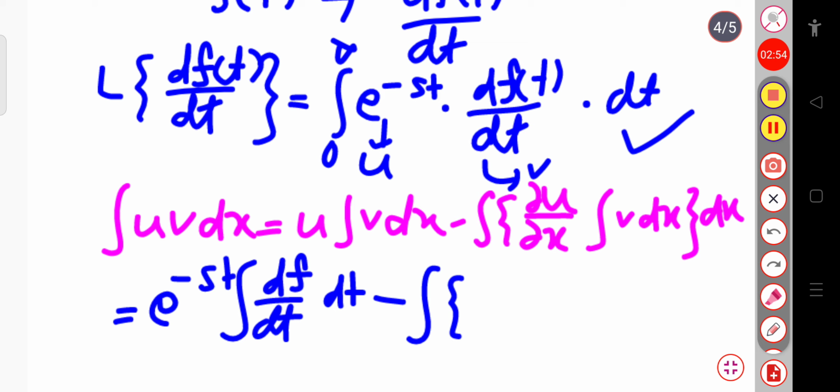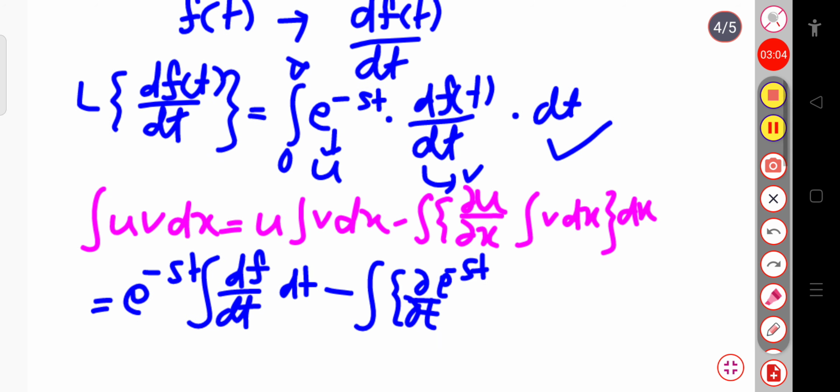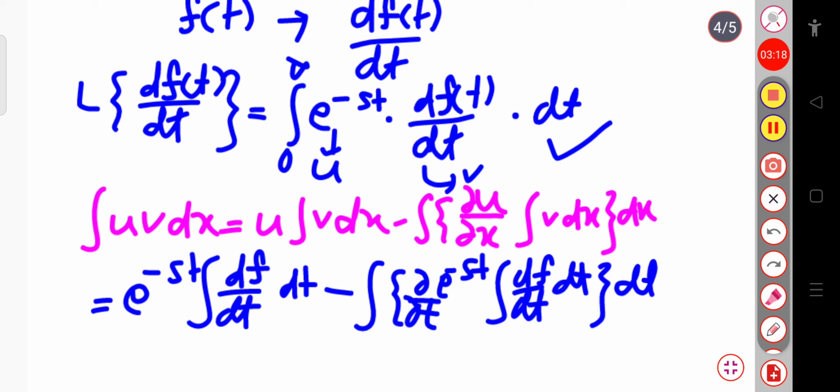In place of u I will write exponential minus st, so this will be dou by dou t of exponential minus st, and again the integration of v, which is here df by dt into dt, and again whole dt. When we have applied the integration by parts, this is our expression, and here we have to integrate from 0 to infinity. This whole integration has a limit from 0 to infinity.